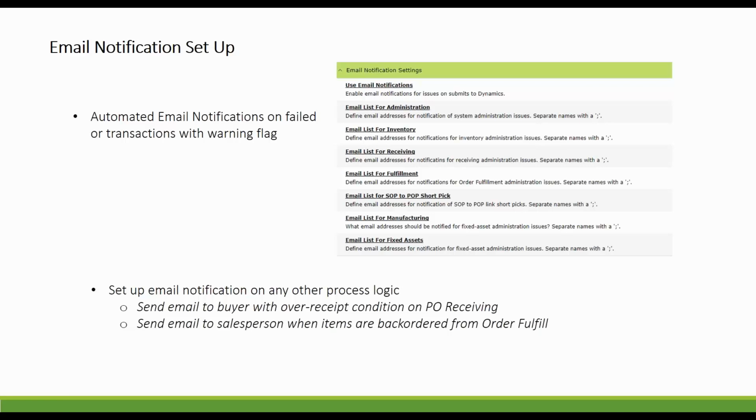For example, we may set it up for an over-receipt on a purchase order, and you want the buyer to be notified right away that that inventory was over-received. We only ordered 10, but we received 12. It's a trigger. That email goes out. Now your buyer knows as soon as that transaction is submitted.